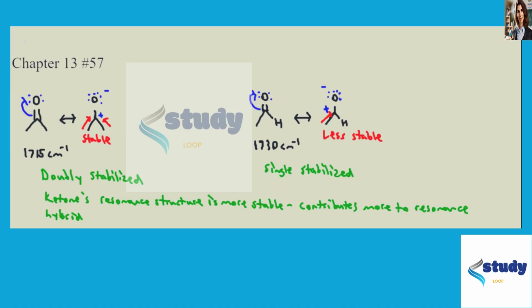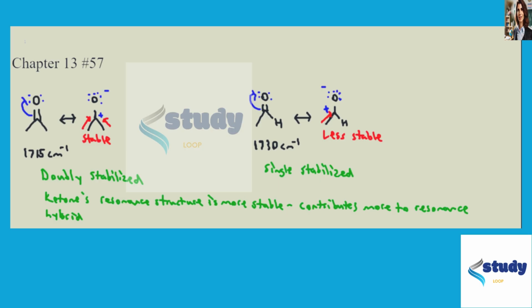What this means, in effect, is that the ketone carbonyl has more single bond character than does the aldehyde carbonyl. It's not a lot, right? We're talking about a difference, 1715 versus 1730. That's not a huge difference, but it is somewhat of a difference. And that difference can be attributed to the fact that the ketone carbonyl bond has more single bond character than the aldehyde carbonyl bond does.